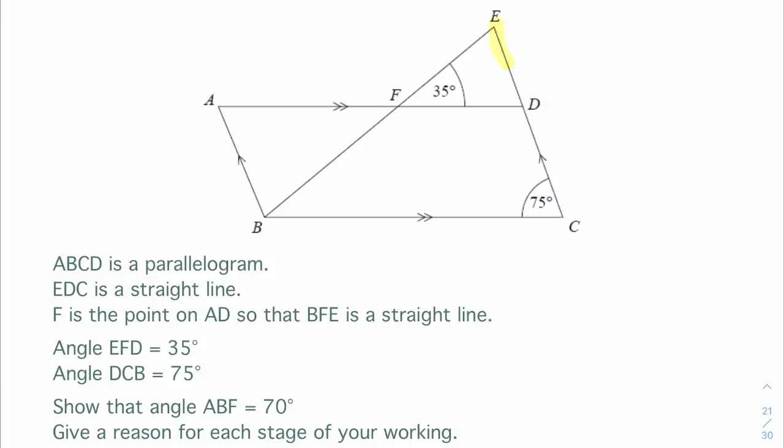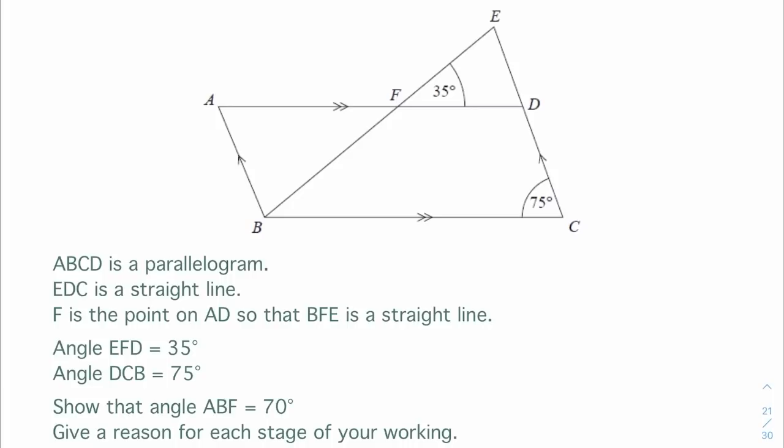So EDC, this one here. Okay, that's good because that just means that these angles here where they meet will add up to 180. But we'll assume now going forward that that's a straight line as well. F is the point on AD, this one here. So that BFE is a straight line. Okay, so BFE here is a straight line as well. So that just means we've got things like vertically opposite angles going on there and also angles on a straight line as well here.